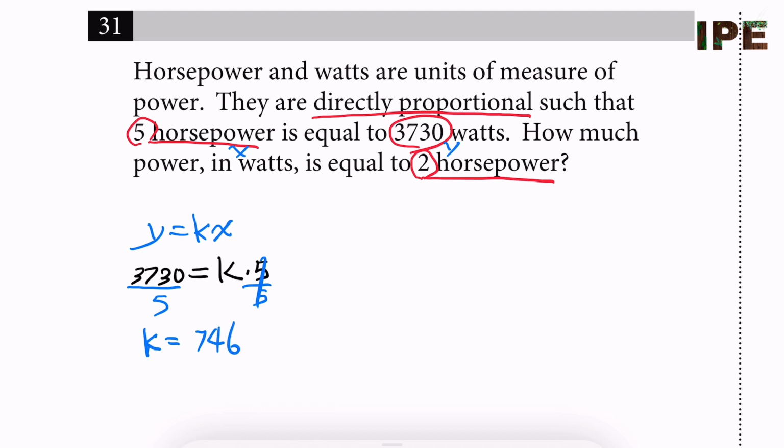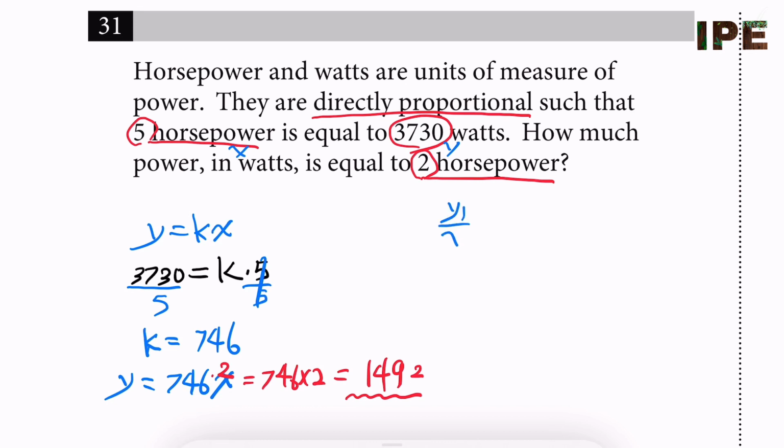746. Because we found k now, we can use y equals kx as the equation, and k is 746, so y equals 746x. Then we have to find how much power in watts. Watts was y, so find the y value when x equals 2. Plug in 2 for x, and then y is 746 times 2, which is equal to 1492. That's the answer.